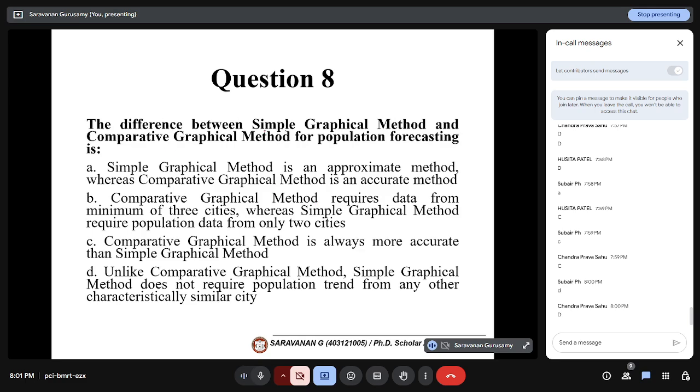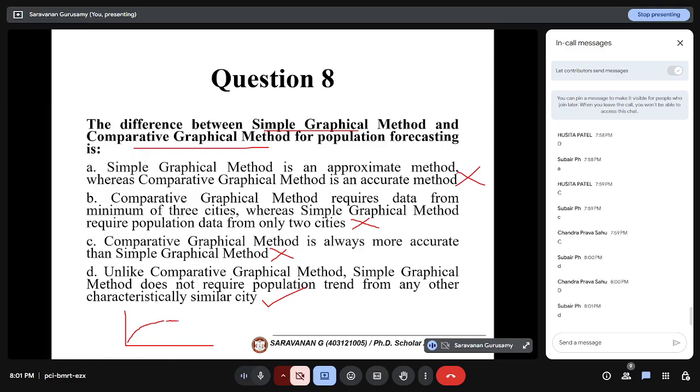Then what is the difference between simple graphical and comparative graphical method? Simple graphical method is approximate method, whereas comparative graphical method is accurate method. No. Comparative graphical method requires data from minimum 3 cities, whereas simple graphical method requires population data of only 2 cities. That is also wrong. Comparative graphical method is always more accurate than simple graphical method. That is also wrong. Unlike comparative graphical method, simple graphical method does not record population trend from any other similar data. Correct. Because in simple graphical method, we have the trend and we are just simply extending the trend.